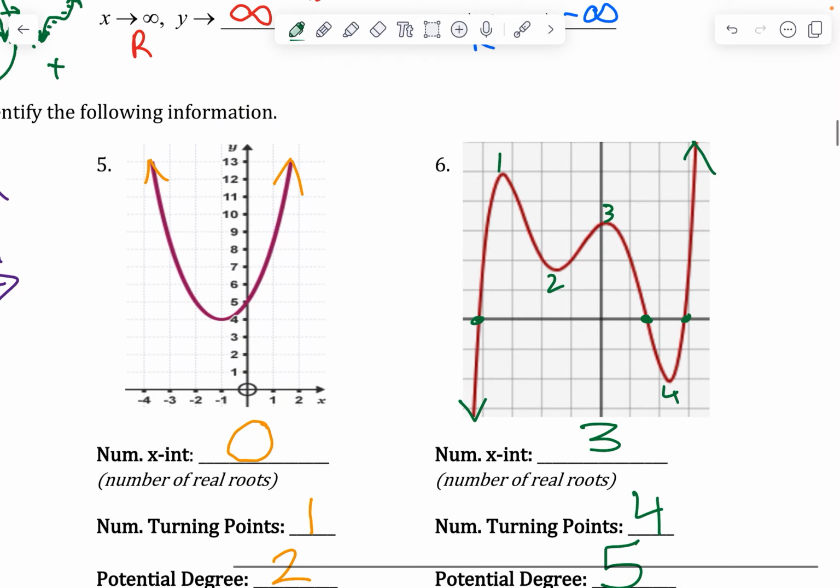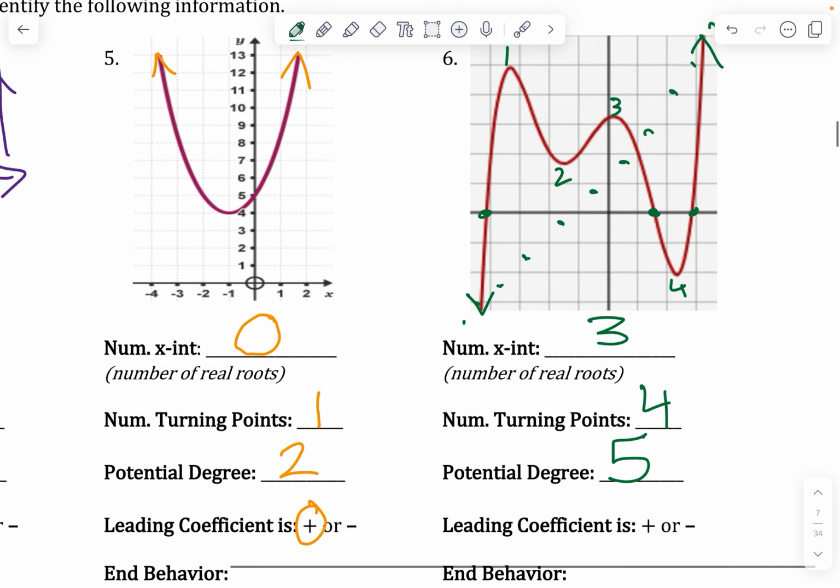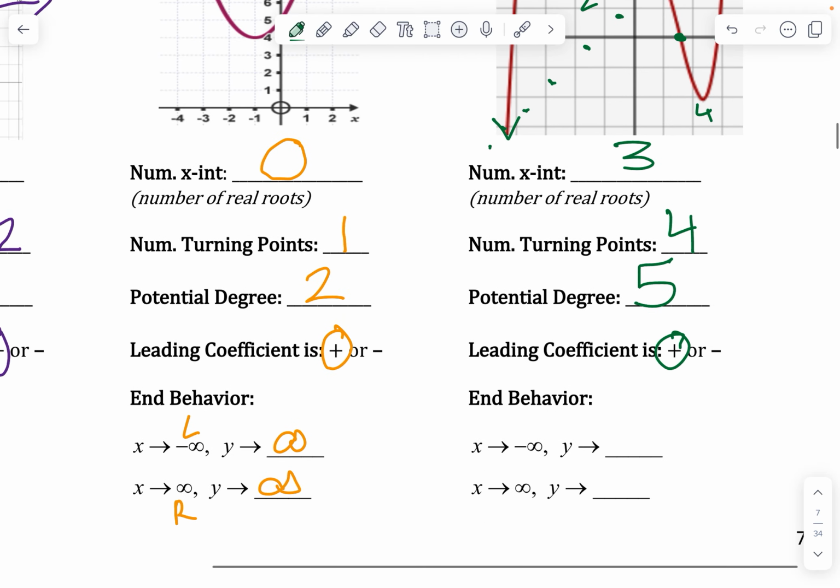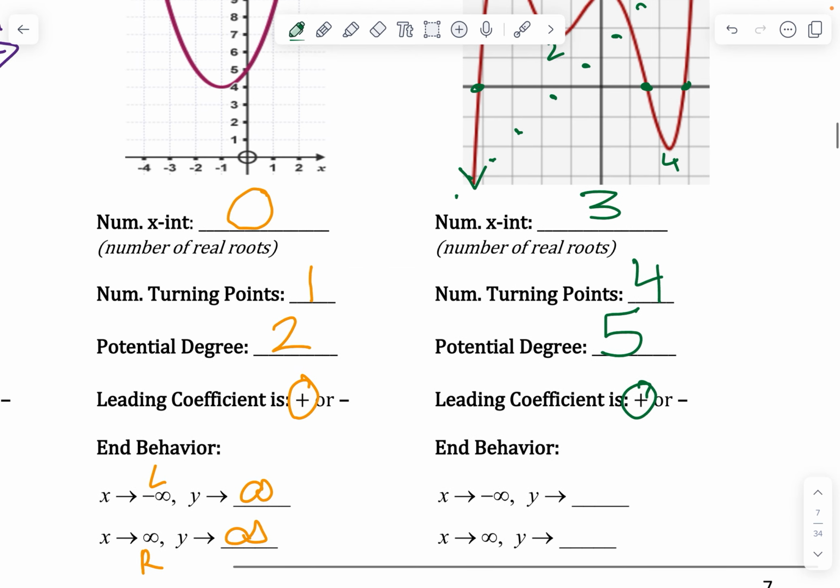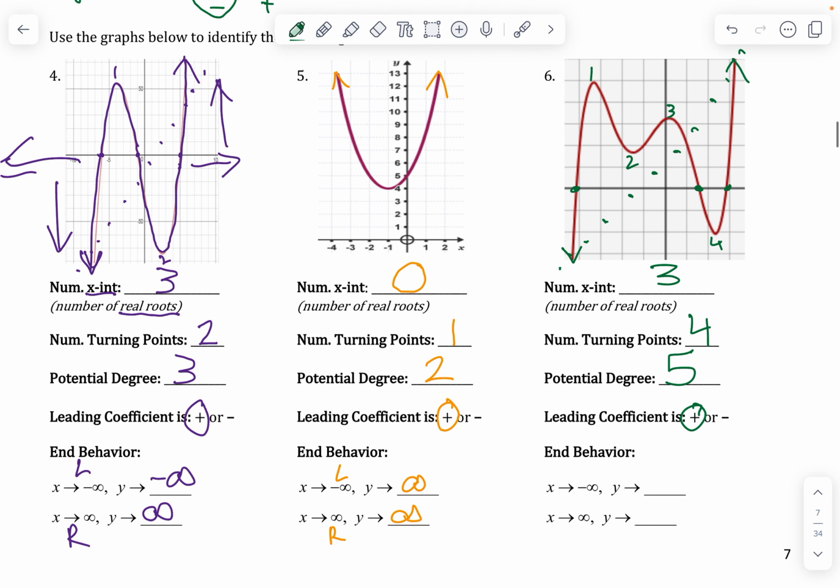Okay, leading coefficient. Since it's an odd degree, 5, let's look at the trend. It starts down low and then goes up high. That is a positive trend. So here's another positive leading coefficient. And then same thing, let's look at these arrows last to do end behavior. So remember, this is one where I would probably focus on left and right. As I go to the left, this arrow goes down. So here's another negative infinity. And as I go to the right, this arrow goes up. So there's a positive infinity. And there's my end behavior.